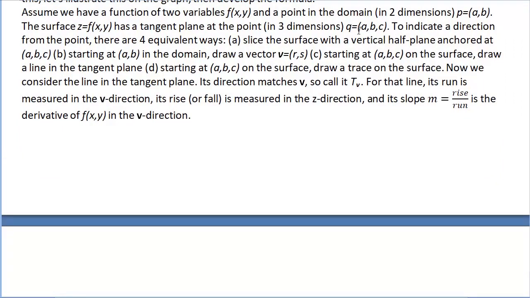And here's a little bit of a technical explanation of how we might label things. We're not going to need that for our actual calculation, but you can take a look at that. So next, we're going to develop the formula.